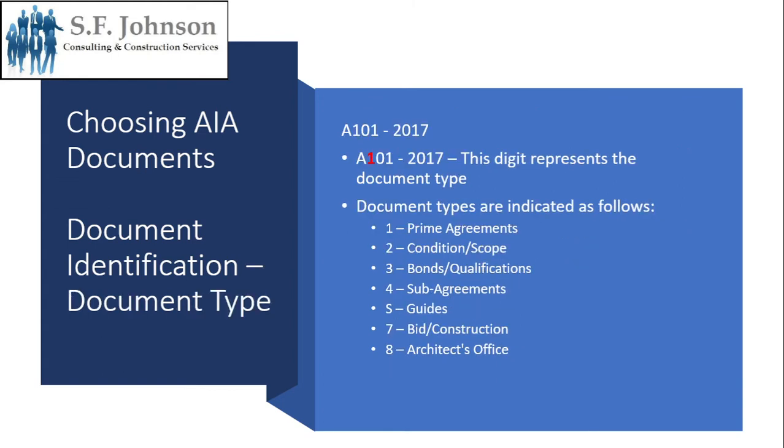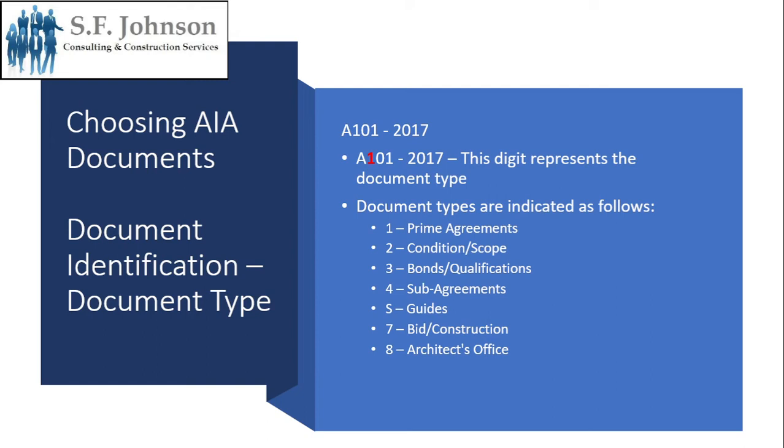The second digit represents the document type, and there are a variety of different types. If the digit is a 1, we're talking about prime agreements. If the digit is a 2, it's a condition or the scope of work. The condition meaning the condition of the project at that time, or when you started, maybe existing conditions, and then the scope of work. If the digit is a 3, we're talking about bonds and qualifications. If the digit is a 4, sub-agreements.